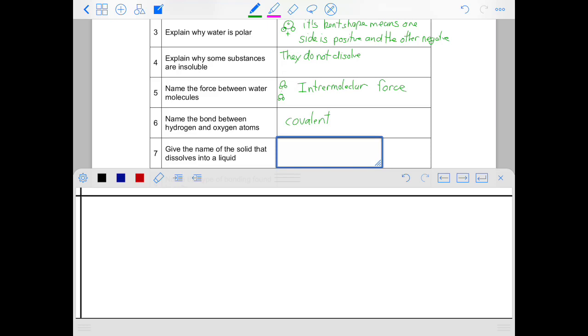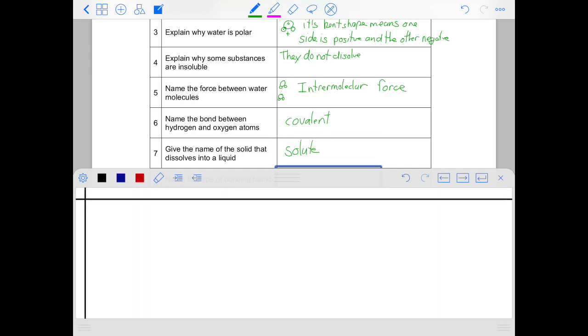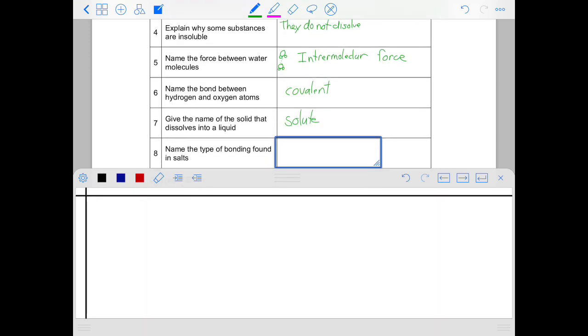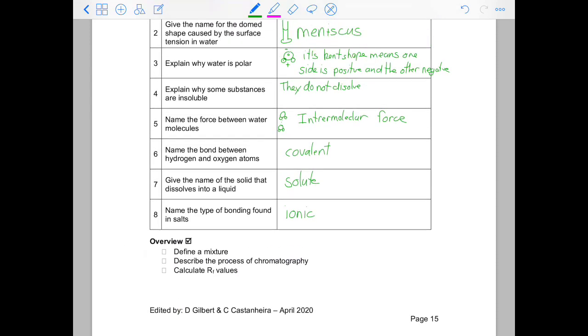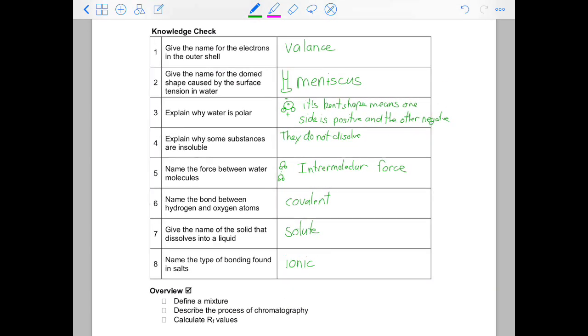Give the name of a solid that dissolves into a liquid. That is the solute. And the type of bonding found in salts is an ionic bond, because a salt is always a nonmetal and a metal together. So double check you have all the right answers. If you've missed one, that's fine. Write it in now. And then we'll move on in a moment.